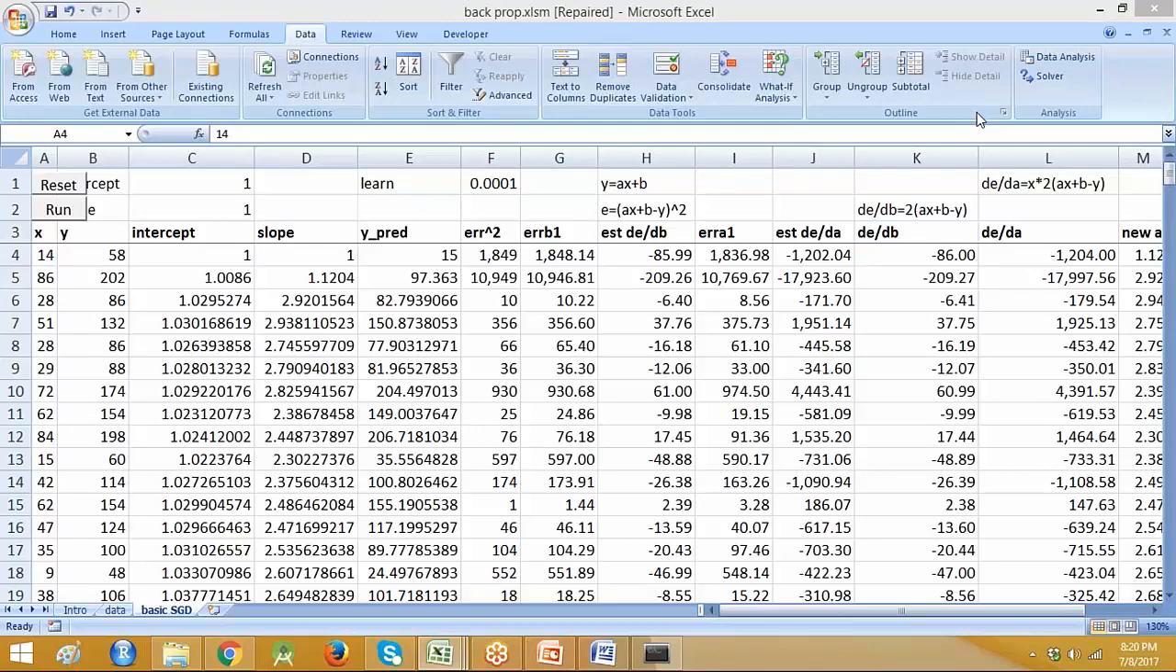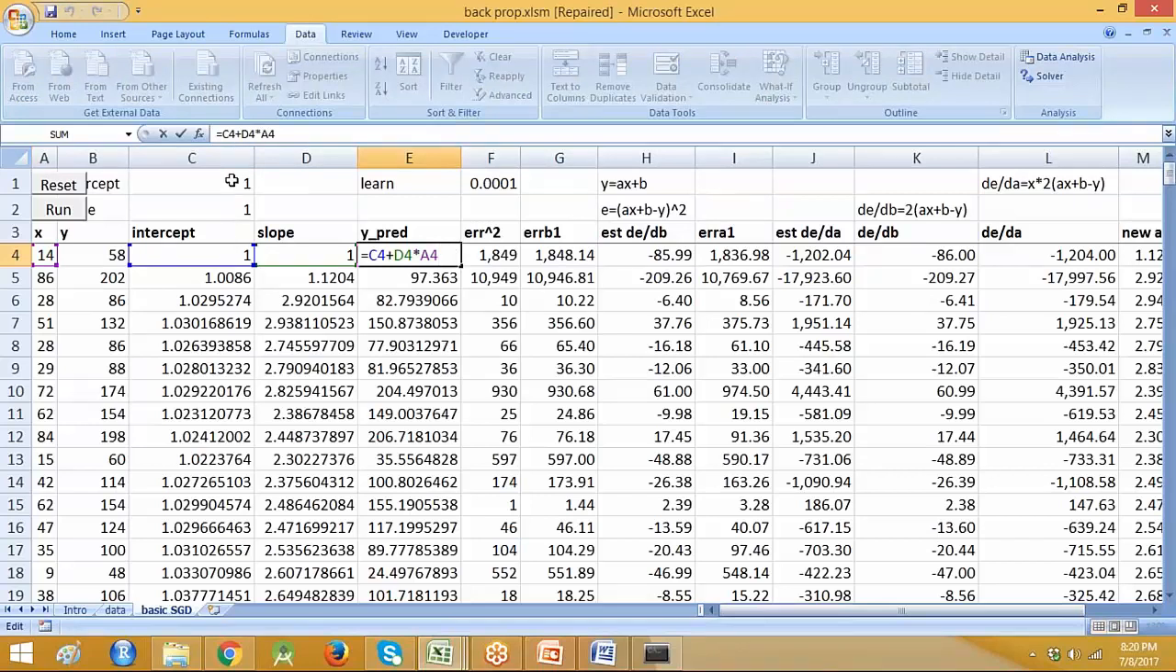Yeah, so the predicted value is 15, makes sense. So that's what we are seeing here, which is C4, which is intercept, plus A4 into slope, or into D4. So that's how we are arriving at 15. If the predicted value is 15, error squared is 1849. Any guesses why we're looking at error squared?